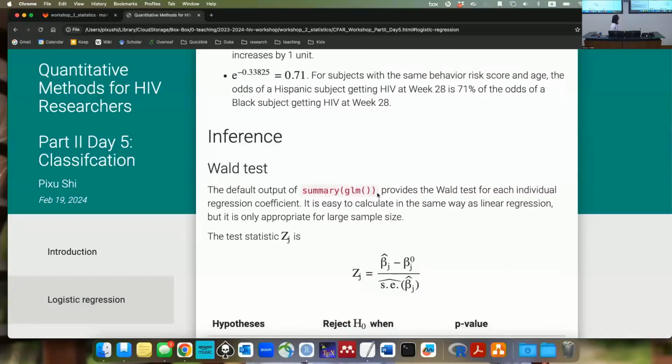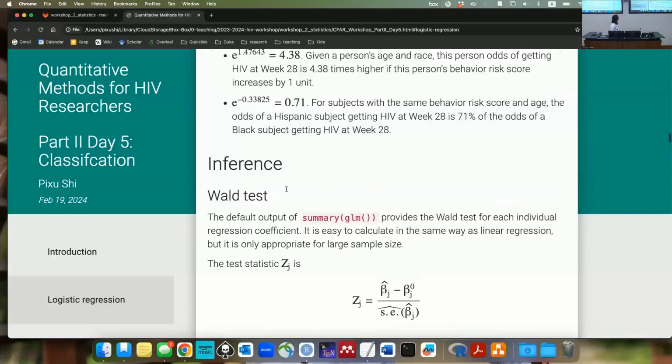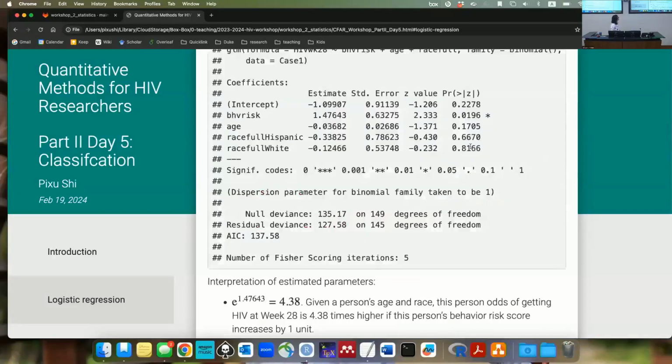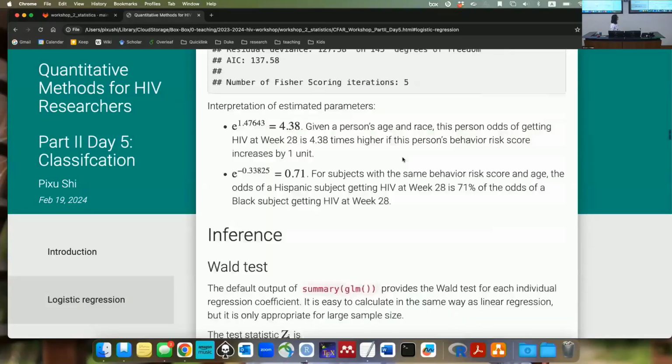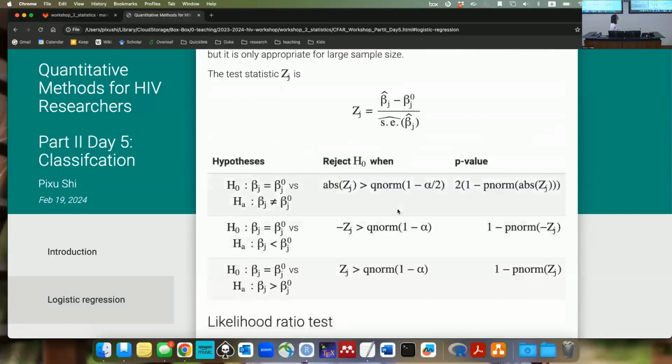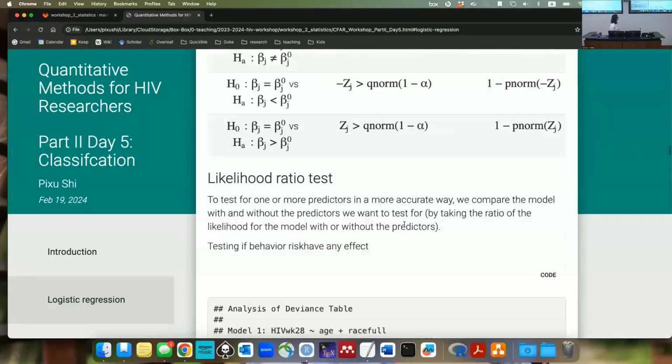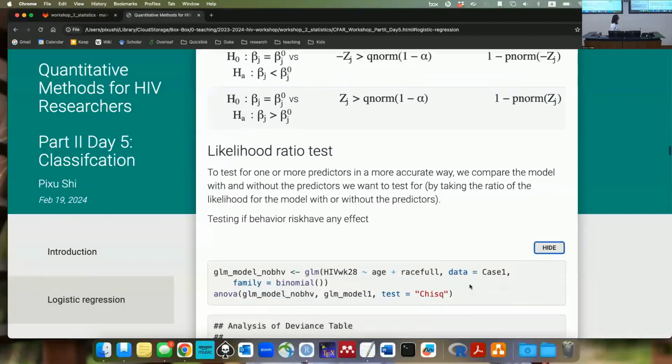So here, the Wald test is the one in here. This is also called the Wald type of test. It's just the estimate divided by the standard error compared to the normal distribution. And you have all the formula here. It's just number crunching on your calculator. But for the likelihood ratio test, this is the way of doing it.